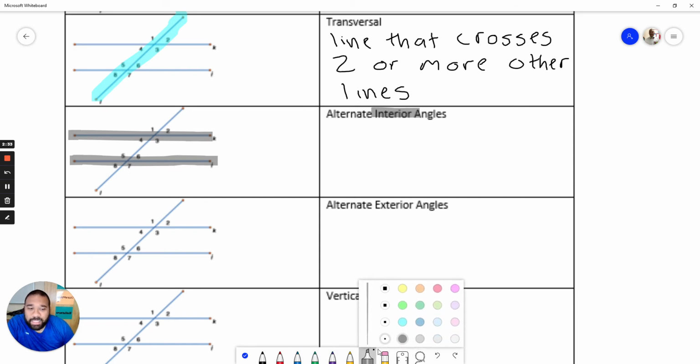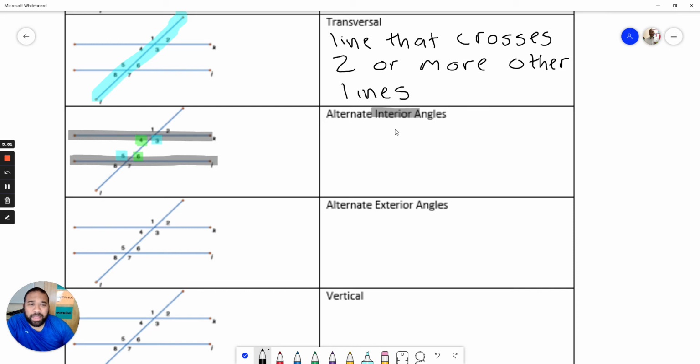And that creates a special type of angle called alternate interior angles. Those are angles that are on the alternate sides, or the opposite sides, of the transversal, but are on the inside of the parallel lines. For example, angle 4 and angle 6, and angle 5 and angle 3.